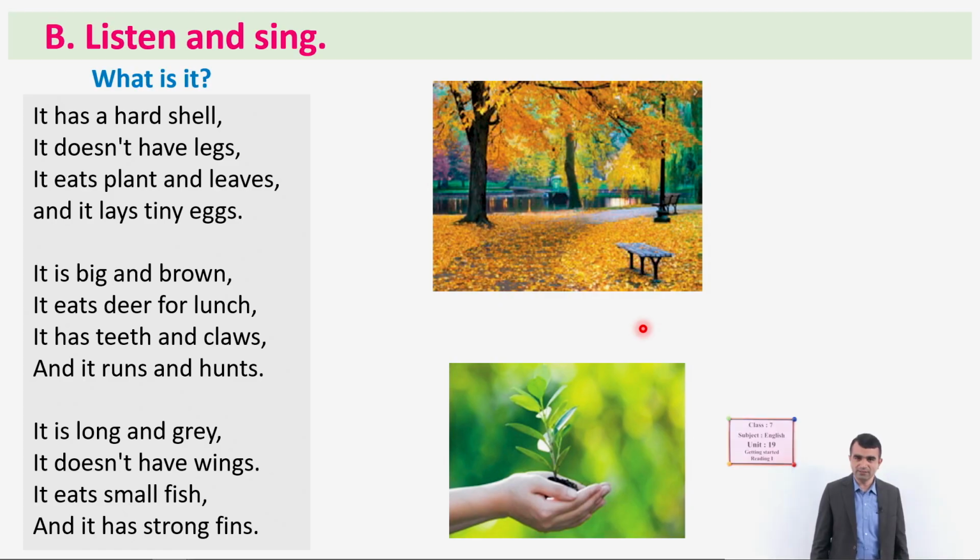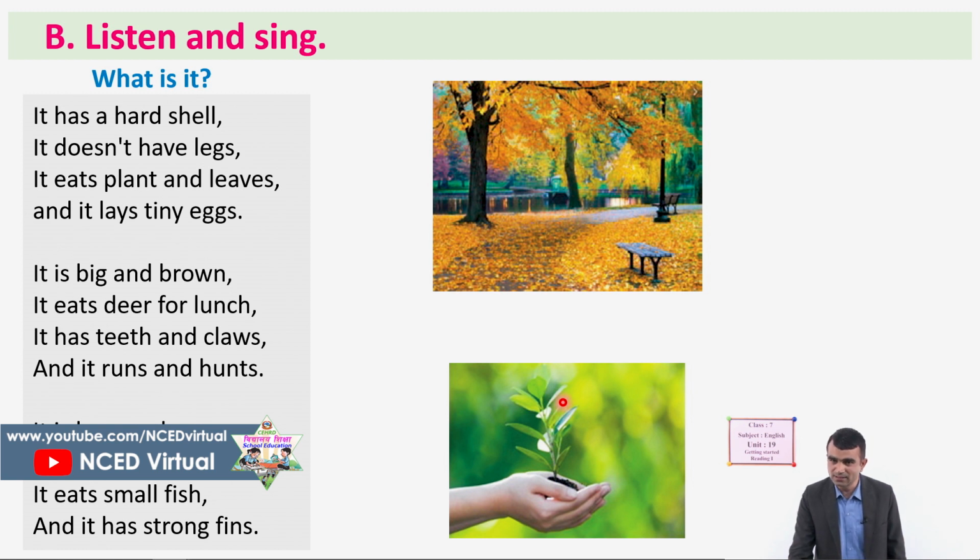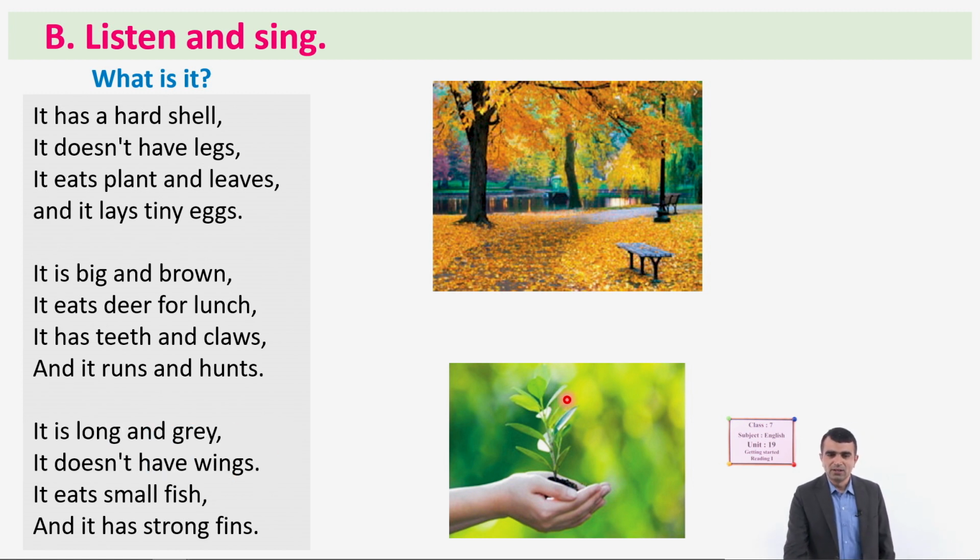Now next, come to listen and sing. Activity B under getting started. We'll sing a song. Are you ready? Before we sing, what can you see here? There are two pictures. One is a grown-up tree, and one is a small plant in someone's hand.